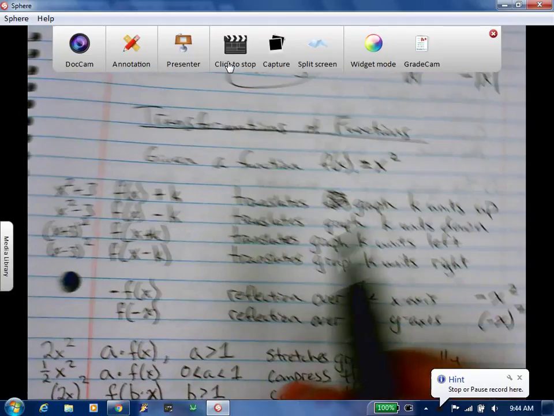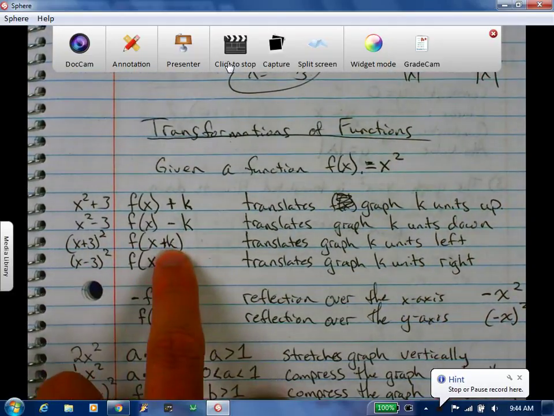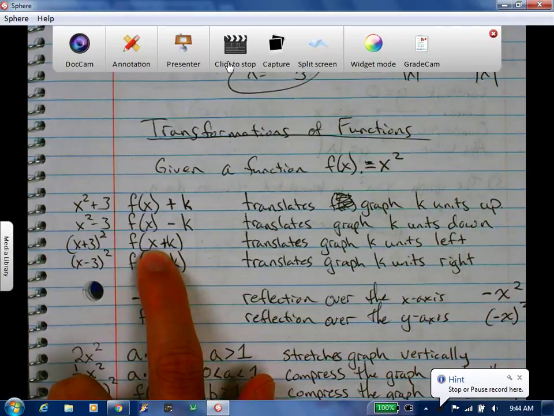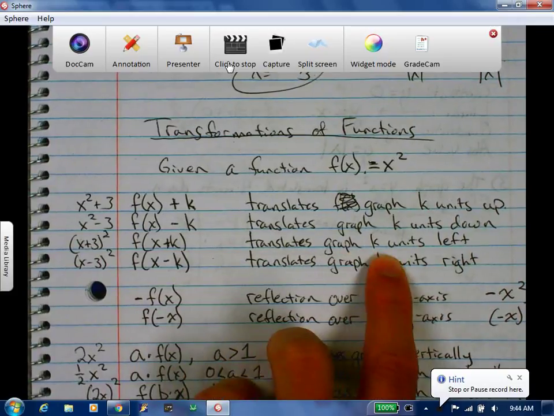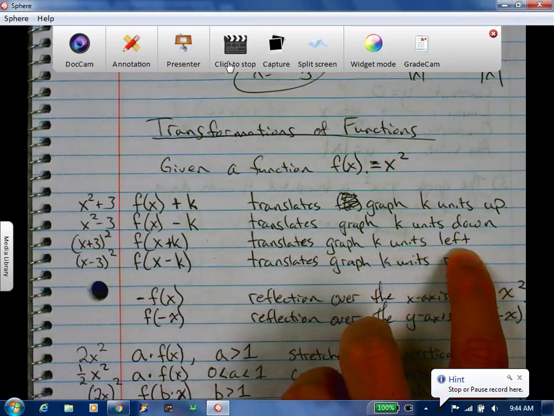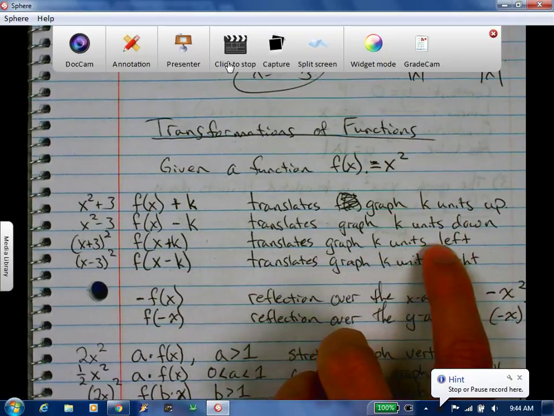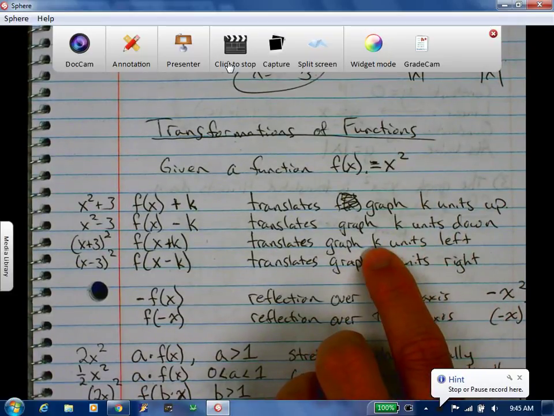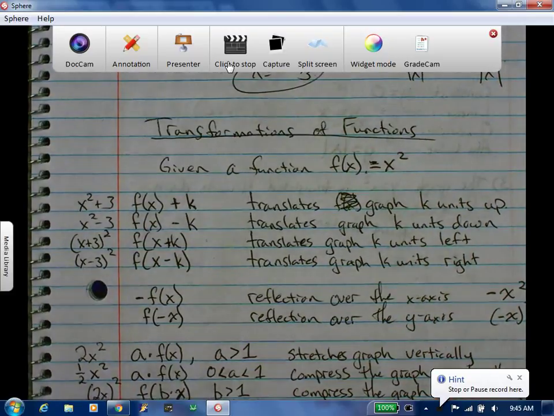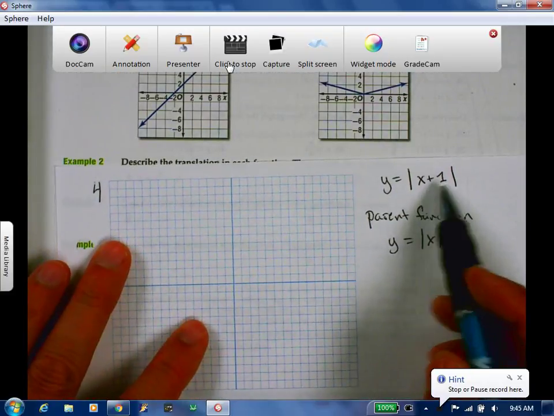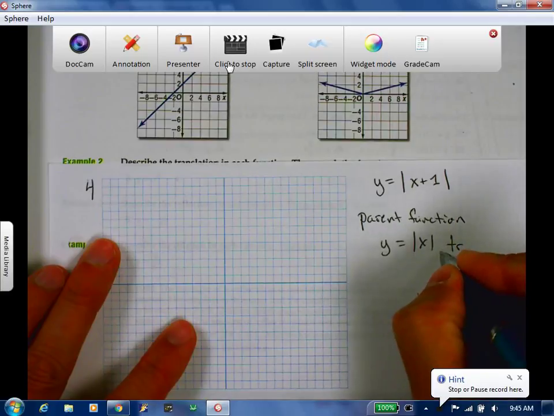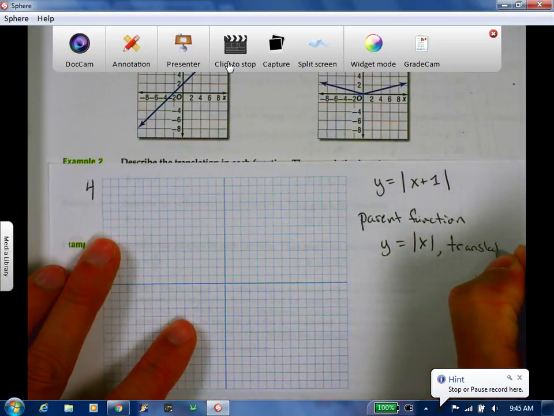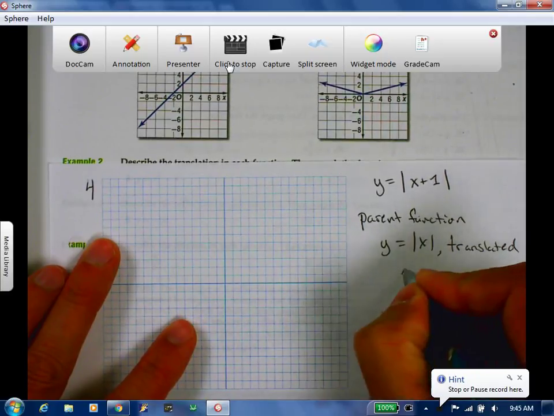So here's our function, and it's x plus k, so x plus 1, and it's going to translate the graph k units left. So in this case, how many units is the graph going to be translated left? 1. Okay. So it's going to be translated 1 unit left. The parent function is y equals absolute value of x, and we're going to translate it 1 unit left.